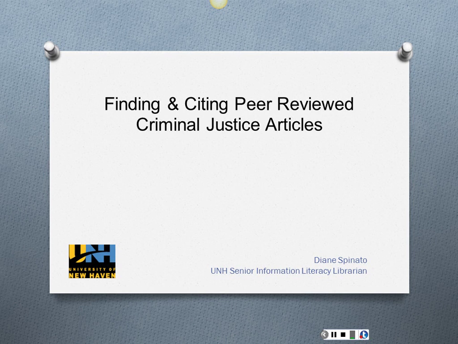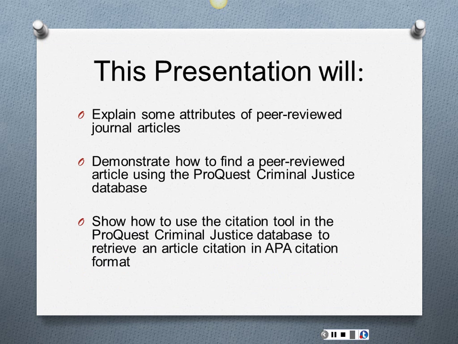This presentation is going to show you how to find and cite peer-reviewed criminal justice articles. So the three things that I'm going to cover are, first of all, I'm going to explain some attributes of a peer-reviewed journal article so you'll know when you see one. I'm going to demonstrate how to find one using a database called ProQuest Criminal Justice. And within the ProQuest Criminal Justice database, I'm going to show how to use the citation tool to retrieve an article citation in APA citation format.